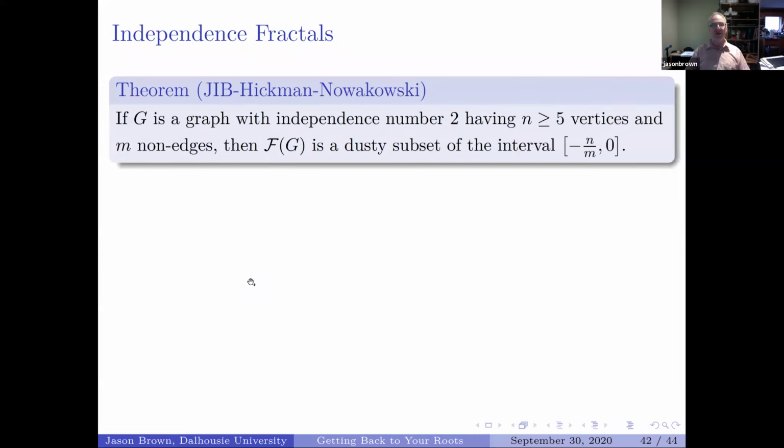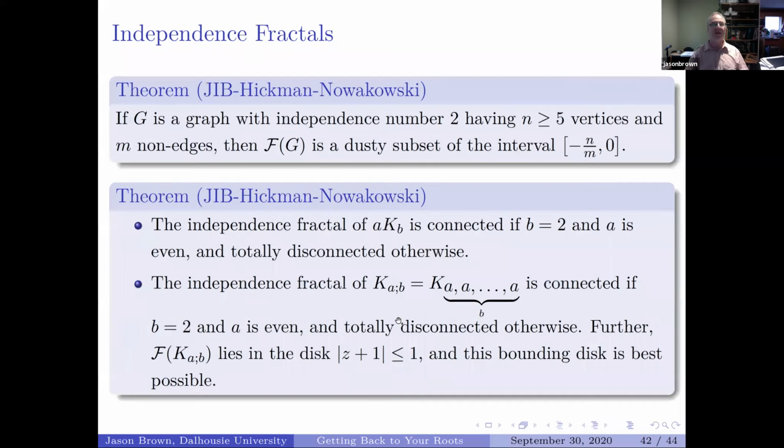Another theorem that we could prove is that if G is a graph with independence number 2 having at least 5 vertices and m non-edges, then we can't prove exactly what the fractal is, but it's going to be a dusty subset. That means it has no connected components, and it'll be between minus n over m and 0. Here are some other theorems relating the structure of the graphs to the connectedness of the fractal.